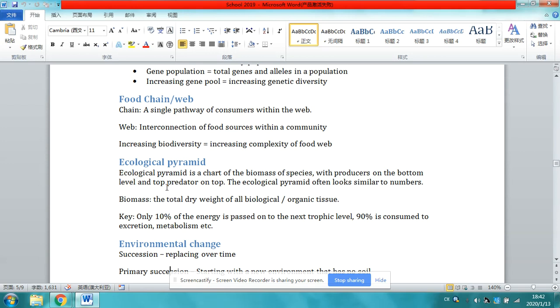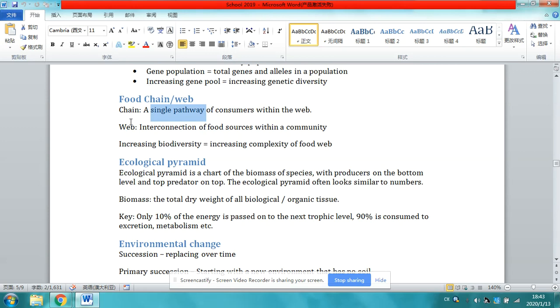Well, we have to learn in biology that a food chain is a single pathway of consumers within the web. What's important about this is the single pathway part. It basically means a line of organisms with the providers on the bottom and the top predator on the top. For example, you can have grass, and then the rabbit eats the grass, and then the eagle eats the rabbit. That will be a food chain.